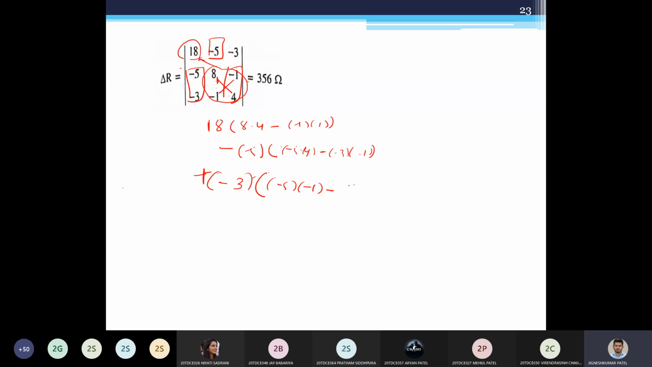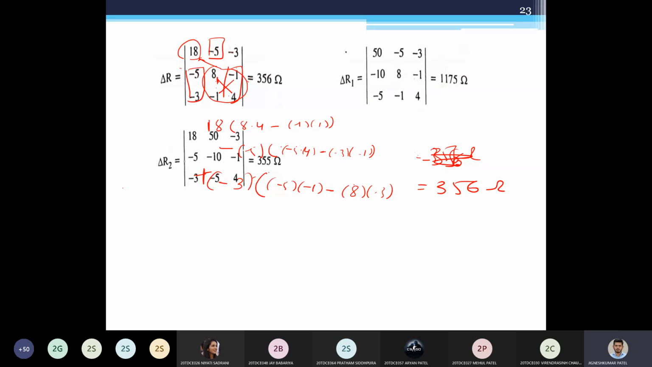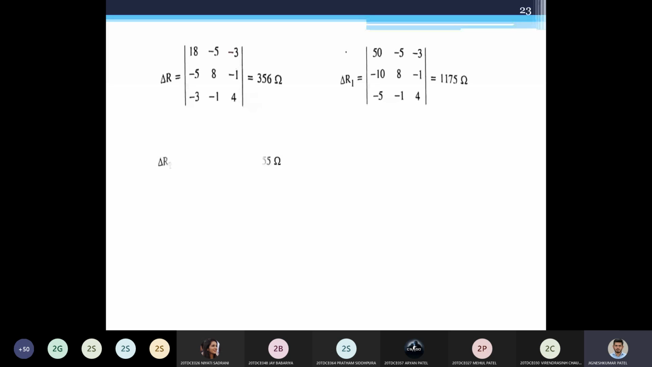Minus 8 into minus 3. So solving this equation, I'll get 356 ohms. You can say I'll get 356 ohms, solving this entire matrix. Same way, I'll get delta R1, delta R2 and delta R3. I'll get these other 3.